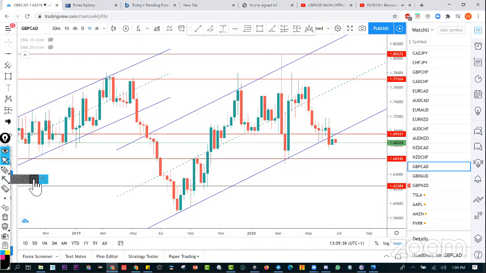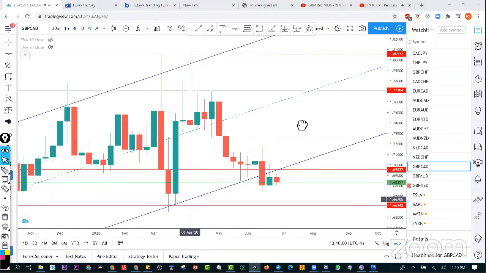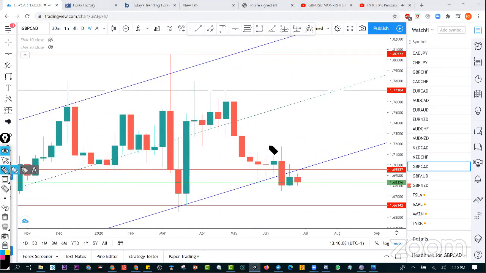We can see price broke out of this dynamic support trend line right here. After price broke out, price carved a bearish engulfing bar, and this bearish engulfing bar closed below this support trend line. Then price made the retest of this bar. I'm going to zoom in so you guys can see this chart properly. Here is the bearish engulfing bar, and we have the retest right here now.